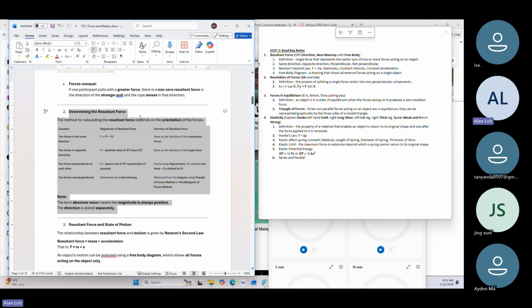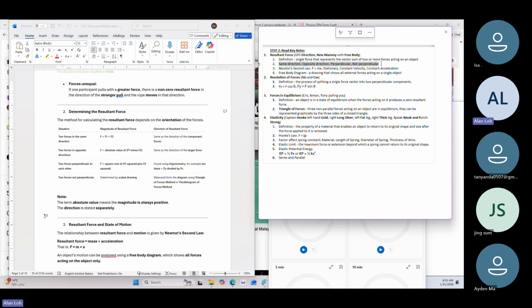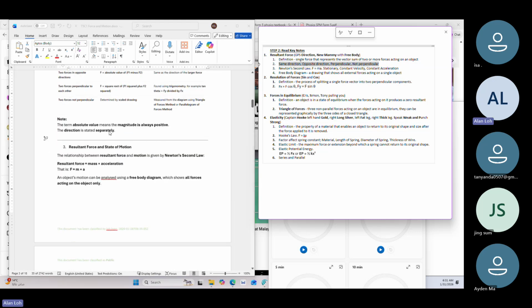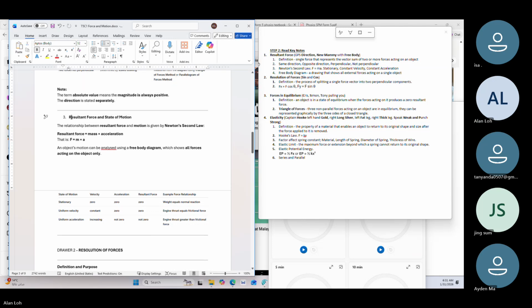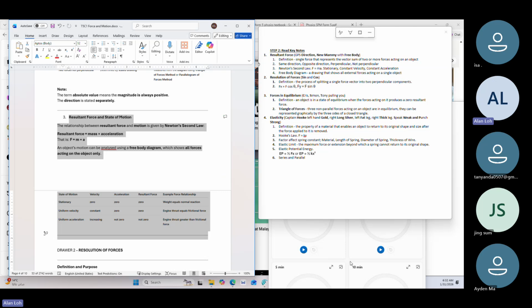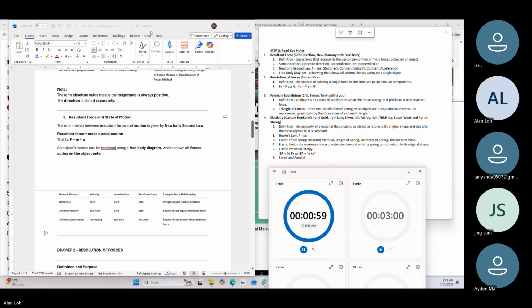Okay. Again, if you do not fully understand everything in this 1 minute of reading, it's fine. As long as you understand a bit more than you understood before reading this, that is already an achievement. And that is what we are trying to achieve. Right? Now, let's continue. Number 3, let's do the same drill. 1 minute. Let's do that.